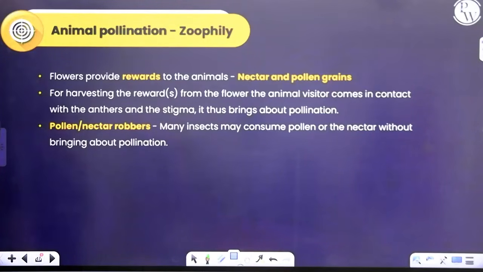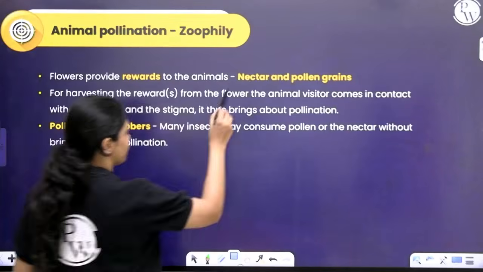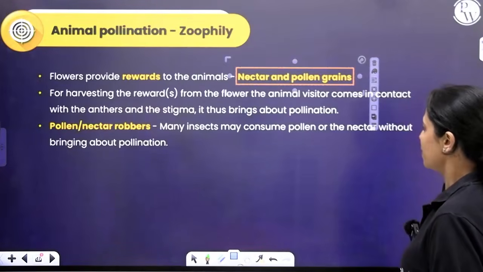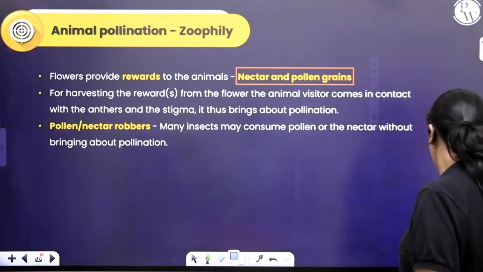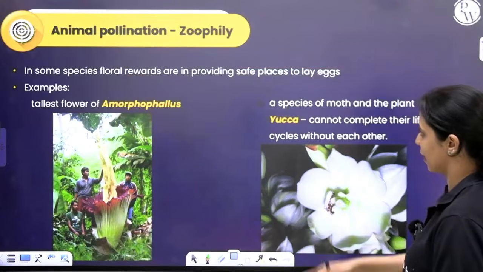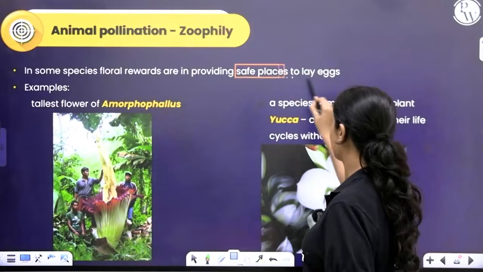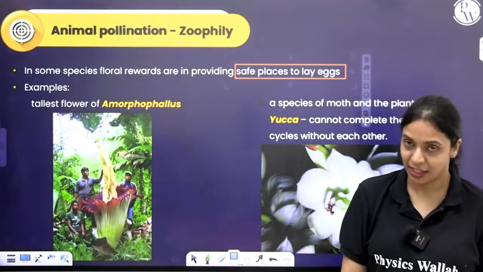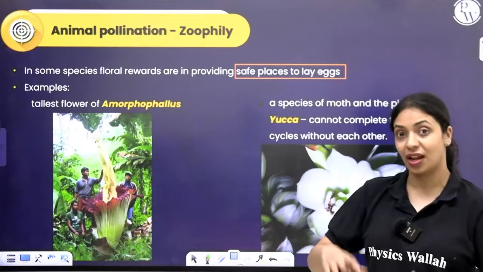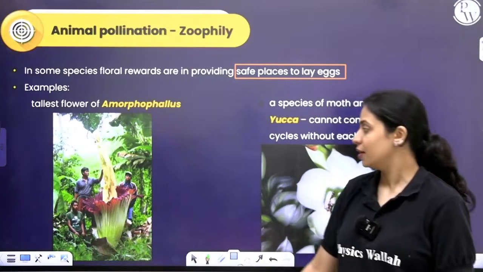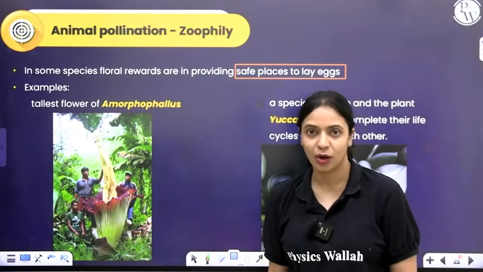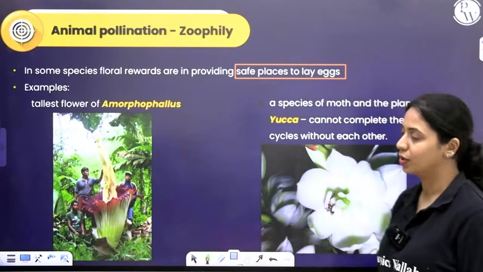The rewards that I told you, it will give nectar and pollen grains. Sometimes it will allow the insect to lay eggs inside. It will provide a safe place to lay eggs. Example, Amorphophallus, it is an angiosperm plant. It will produce the largest flower in angiosperms. This is the flower. Inside this, insects are allowed to lay eggs and they bring about pollination.